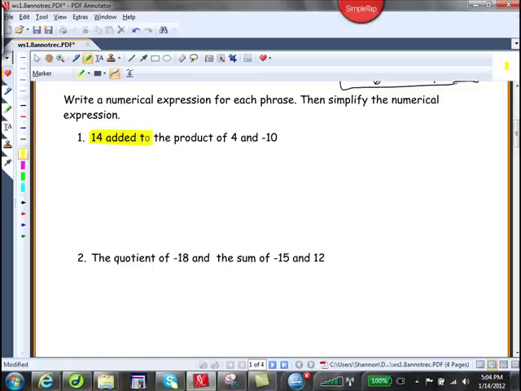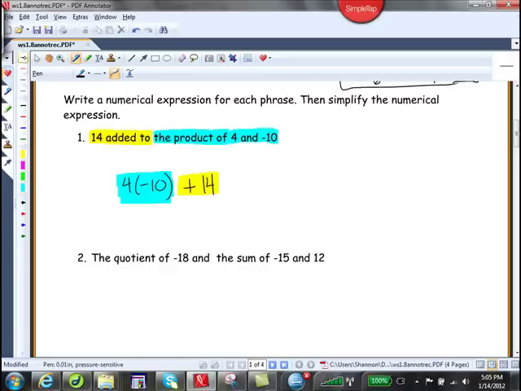14 added to something. So I'm thinking here we ought to leave a space and I'm going to say plus 14, because that's adding 14 to something else. And then over here we've got the product of 4 and -10. So the product of 4 times -10. And so here we go. And that one is just an expression. Now we're called upon to simplify this. So this will equal -40 plus 14, which is -26.